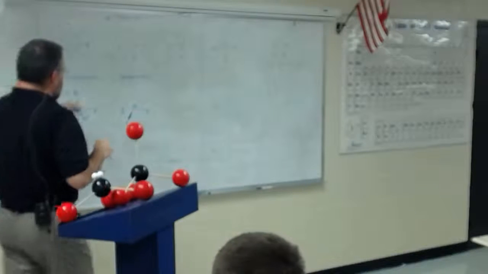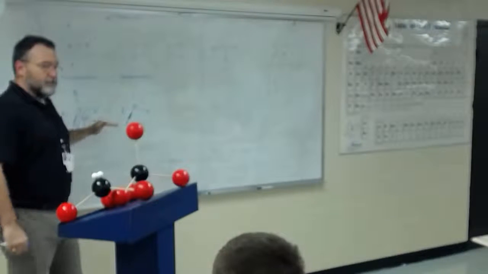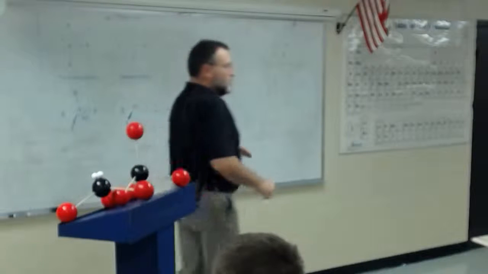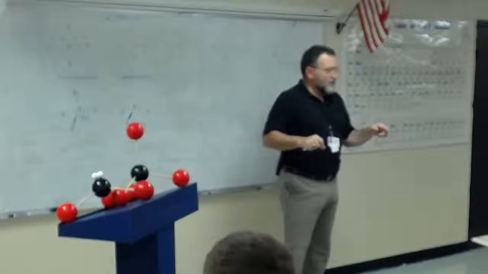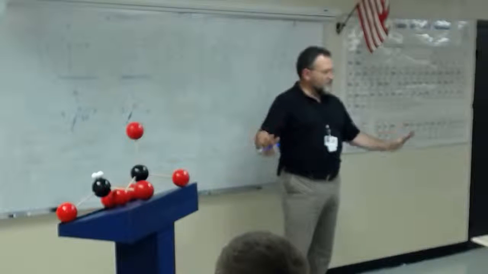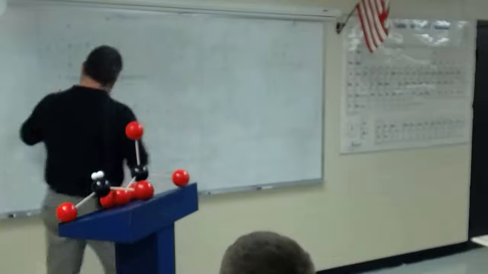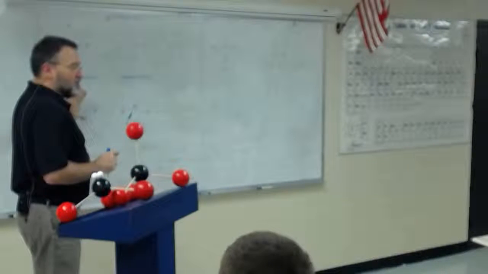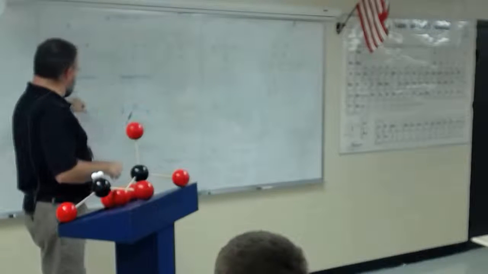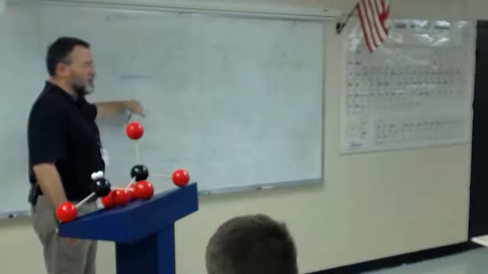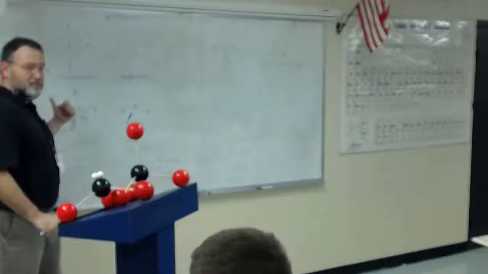Now, what is the effect of the unbonded pair compared to the bond? We mentioned this yesterday as well. What are the forces exerted by the unbonded pair? The unbonded pair exerts more repulsive force than a bond. So if this were a bond, it would be a tetrahedral, and it would be 109 degrees. It's not a tetrahedral. It's a pyramidal. I've replaced a bond with an unbonded pair. The unbonded pair pushes away harder than a bond does, okay?